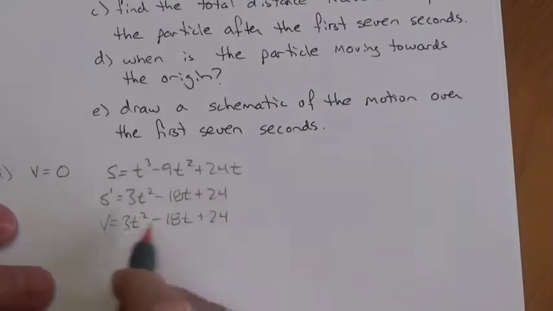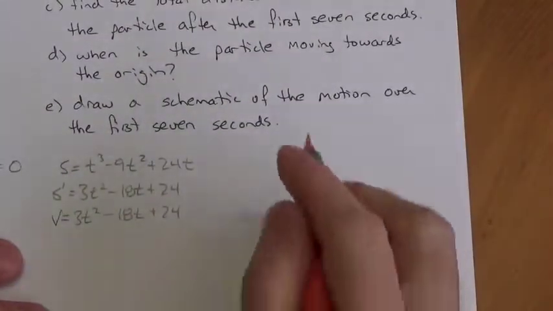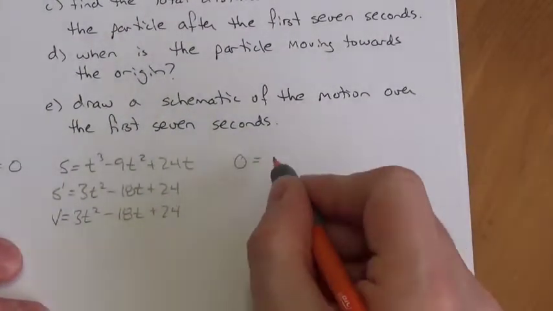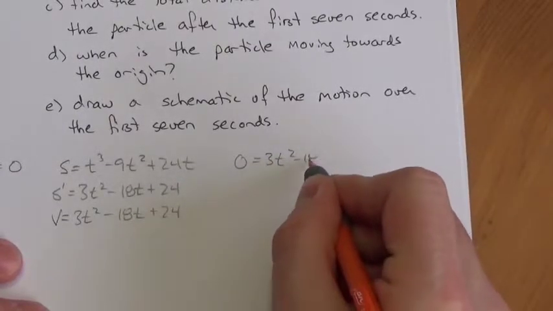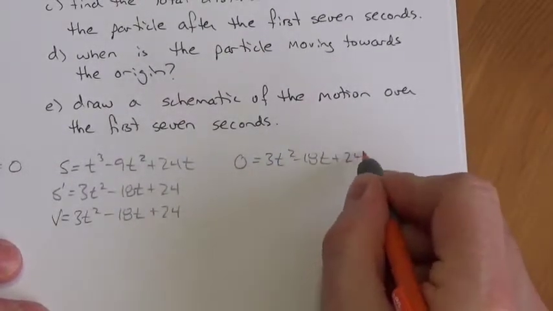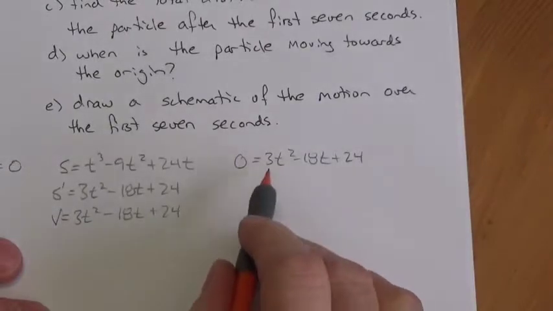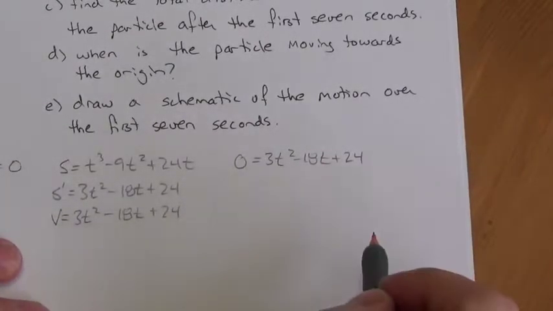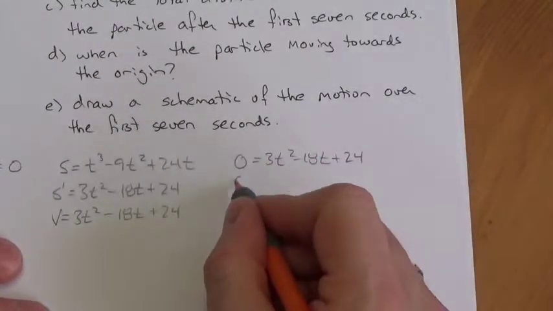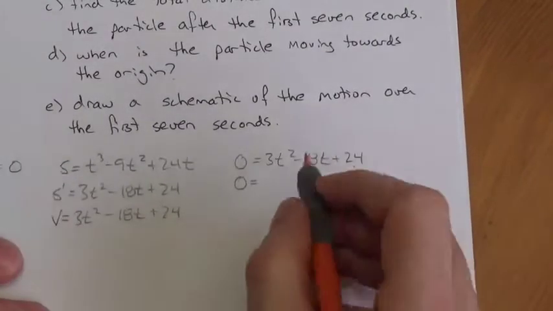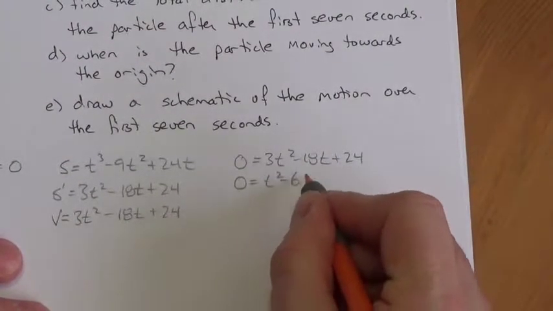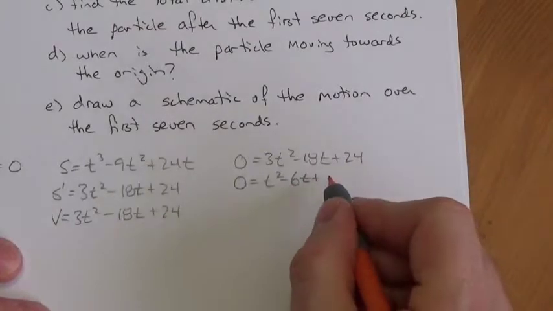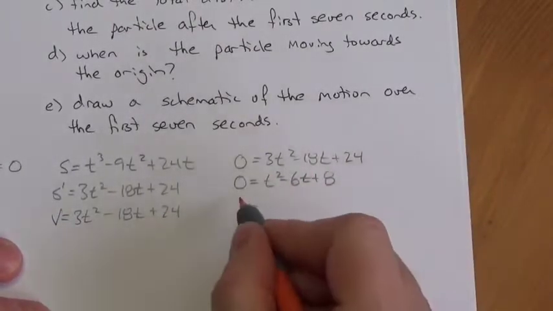Now we're going to take that and set velocity equal to 0. This is going to be when the particle is at rest. So I've set it equal to 0. Each one of these terms has a factor of 3 in it, so I'm going to divide both sides by 3. That's just going to get rid of it completely. So it'll be t squared minus 6t plus 8.